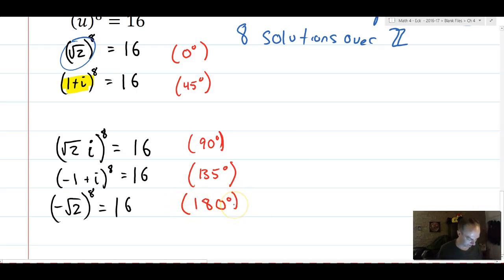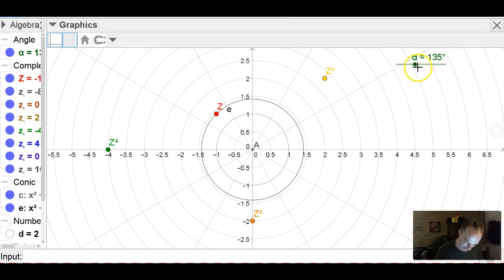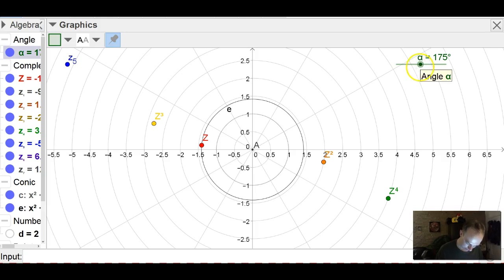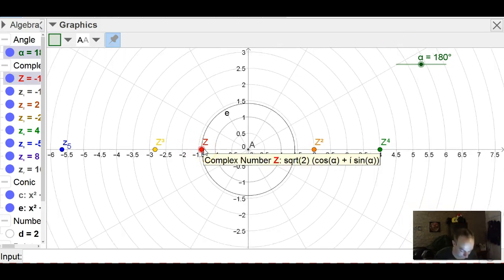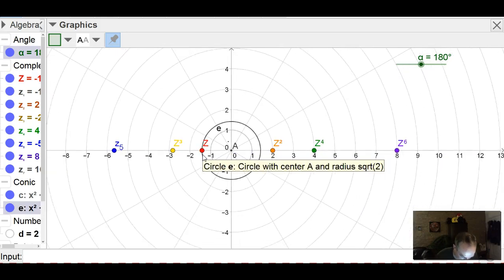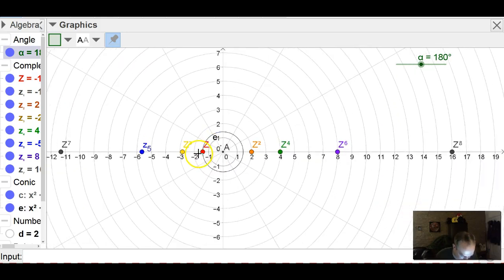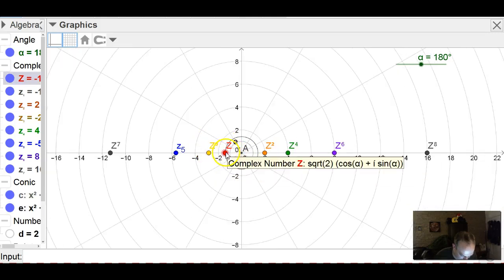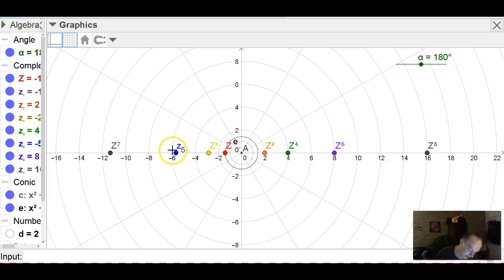Let's take a look at that one. If I set the slider to 180 exactly, here's that negative square root of 2. And then every increasing power has rotated 180 degrees. So I've gone z, here's z squared, here's z cubed, here's z to the fourth, here's z to the fifth, here's z to the sixth, here's z to the seventh, and here's z to the eighth.